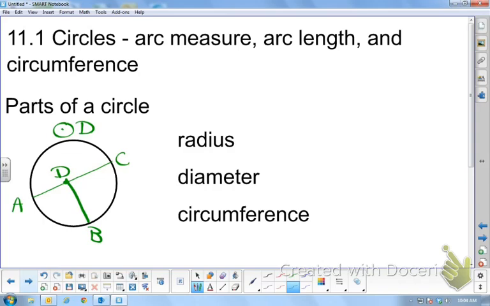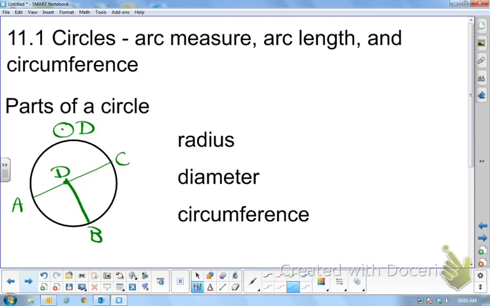Why do you think I put a dot in the center of my circle? No, just because I want to know that's a circle and not the letter O or 0. This symbol means circle D. I am talking about circle D.